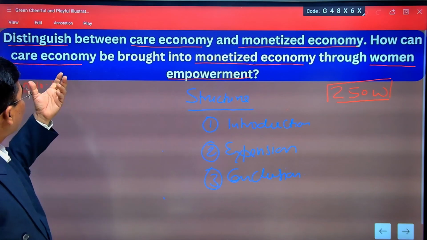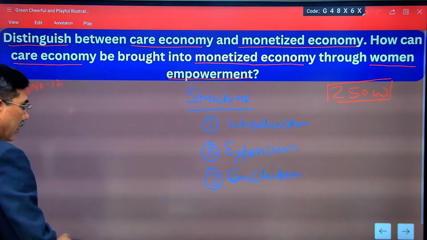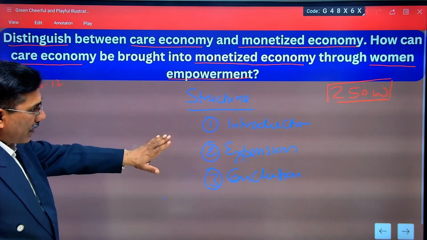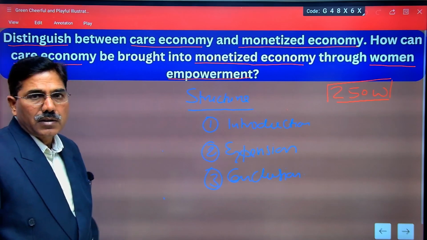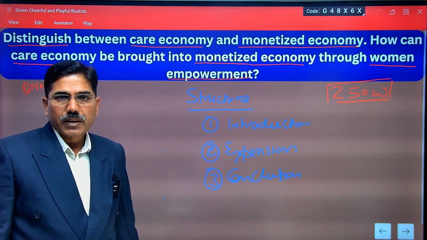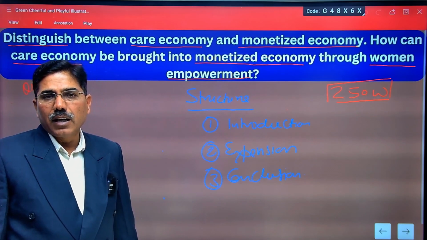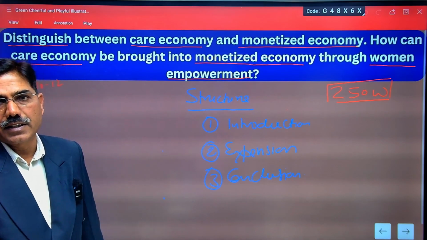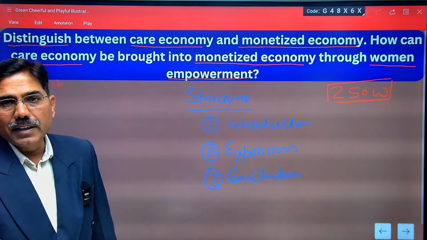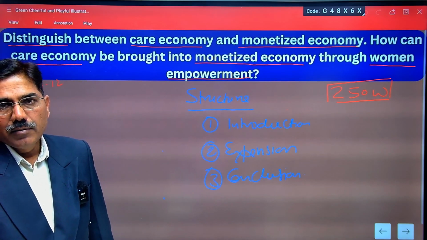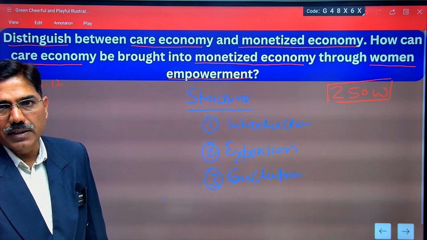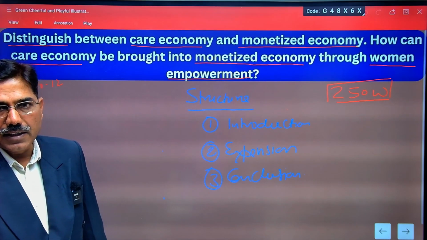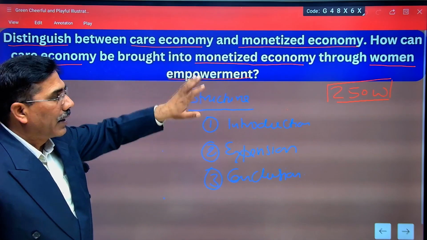First you understand what the meaning of care economy is, then we will organize and create a good answer. Care economy means unpaid economy. A number of women work in the house and do not get any kind of salary. They care for their family, like making food, cleaning and maintaining the house, teaching their children, caring for their husbands, sons, daughters, etc. That comes under the care economy.